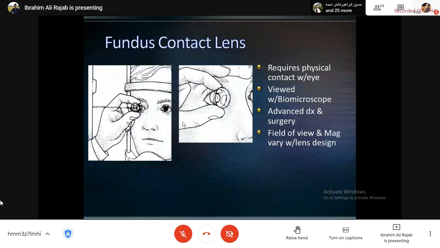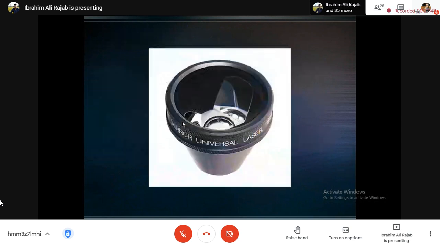By this lens, we have a mirror, like in this real lens, we have a mirror. This mirror will reflect the image of the retina on the opposite side.